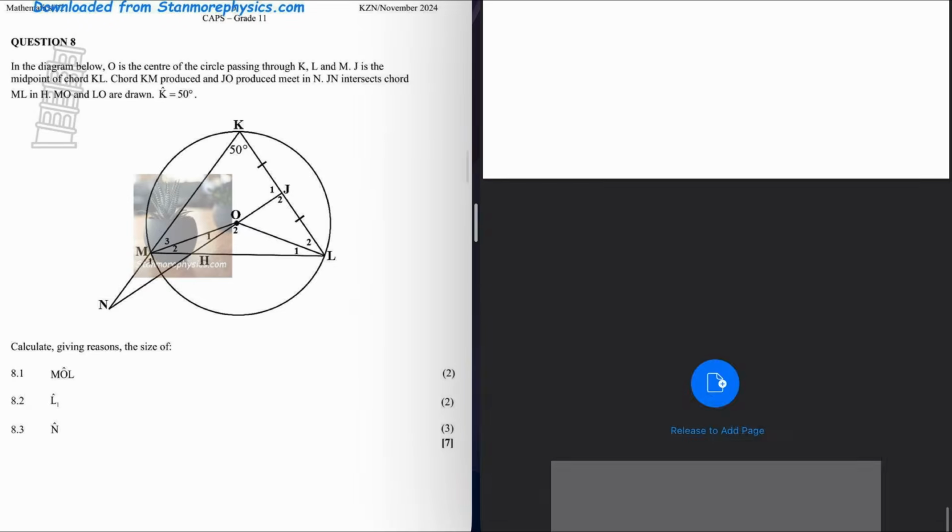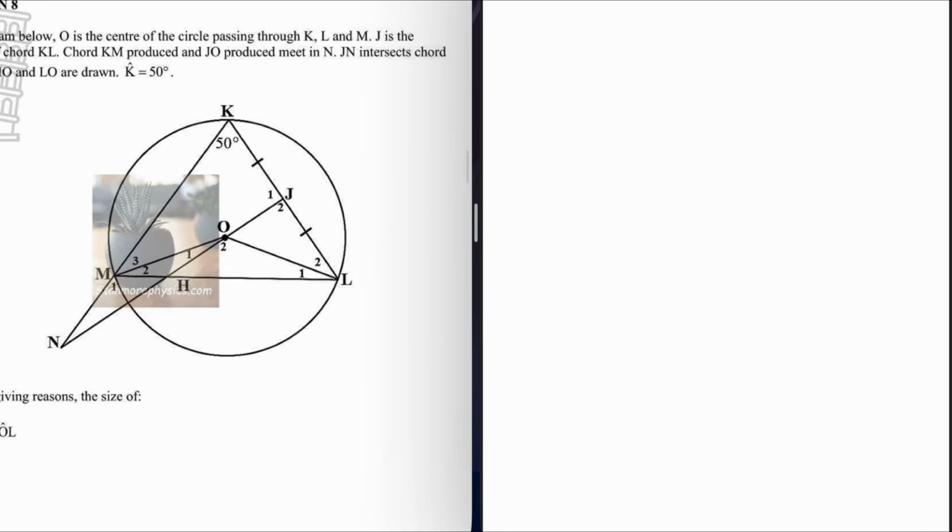Okay, now moving on to question number 8. In the diagram below, O is the center of the circle passing through K, L, and M. J is the midpoint of chord KL, chord KM produced, and JO produced meet in N. JN intersects chord ML in H. MO and LO are drawn. K is equal to 50 degrees. Okay. Calculate, giving reasons, the size of angle MOL.